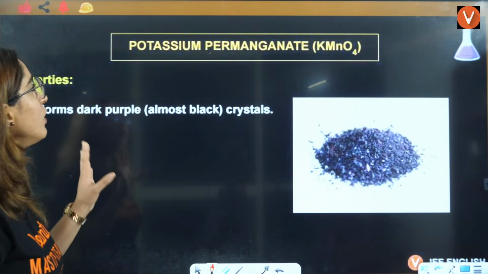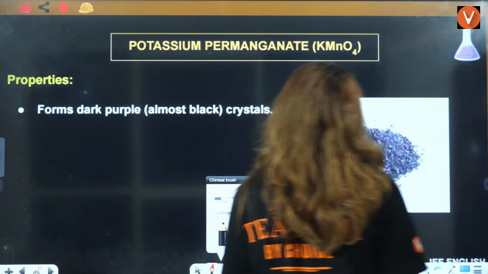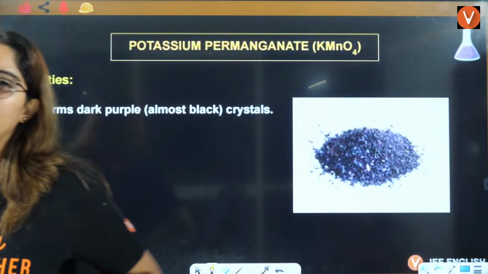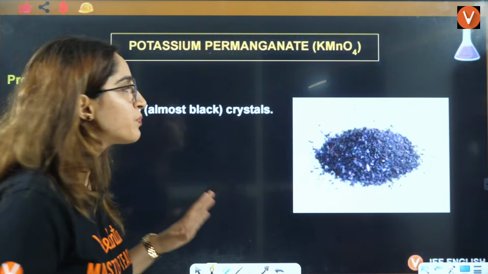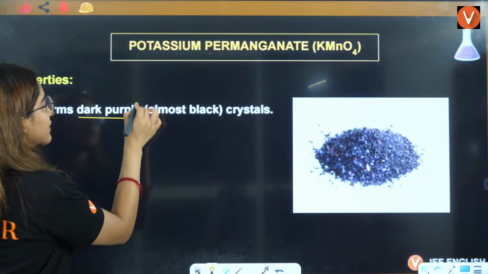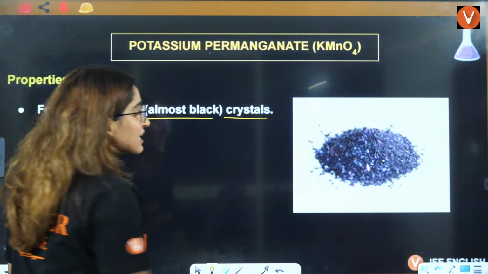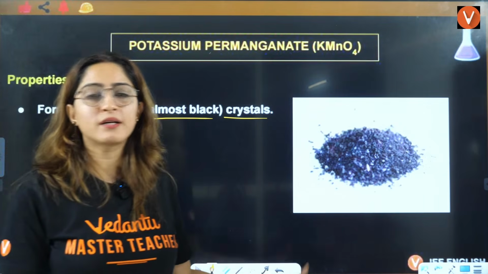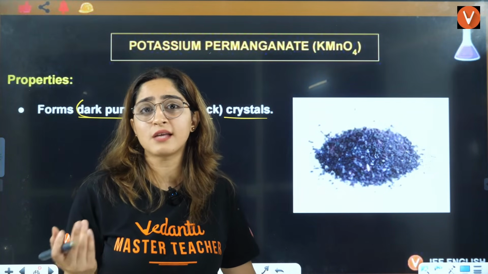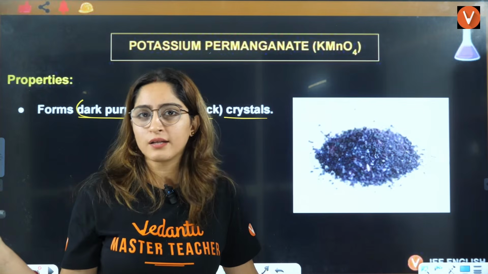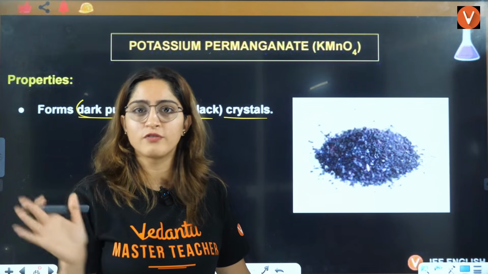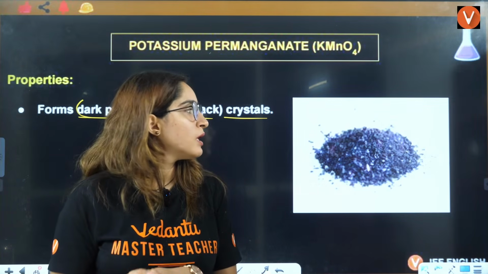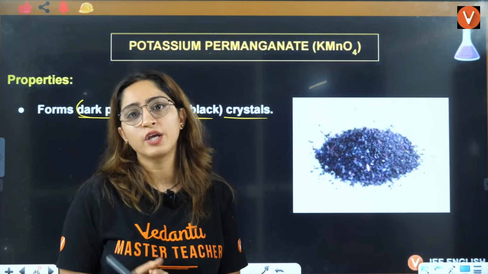Now let's talk about the colors and properties here. 2-3 properties, especially related to reactions, are highly important for you. Firstly, it has dark purple, almost black crystals. I don't know how many of you have seen this at your home. This is a very basic thing in a house, it's always there. It is very good for killing bacteria.